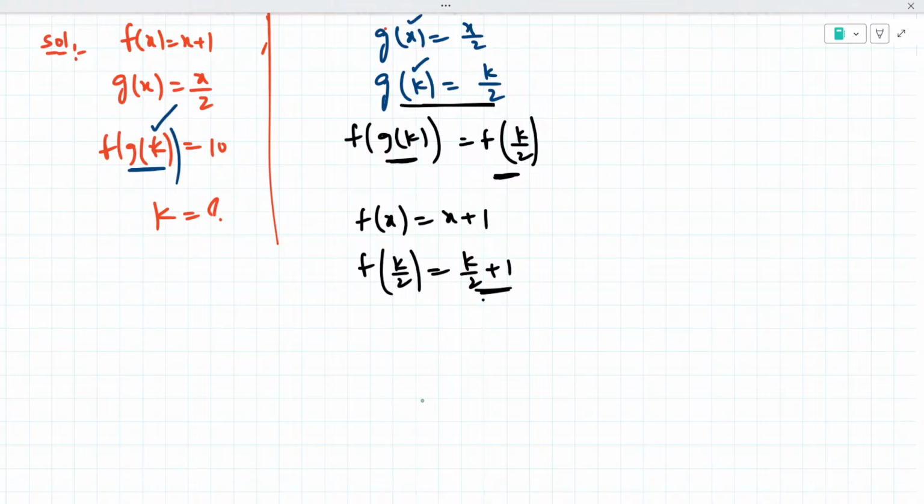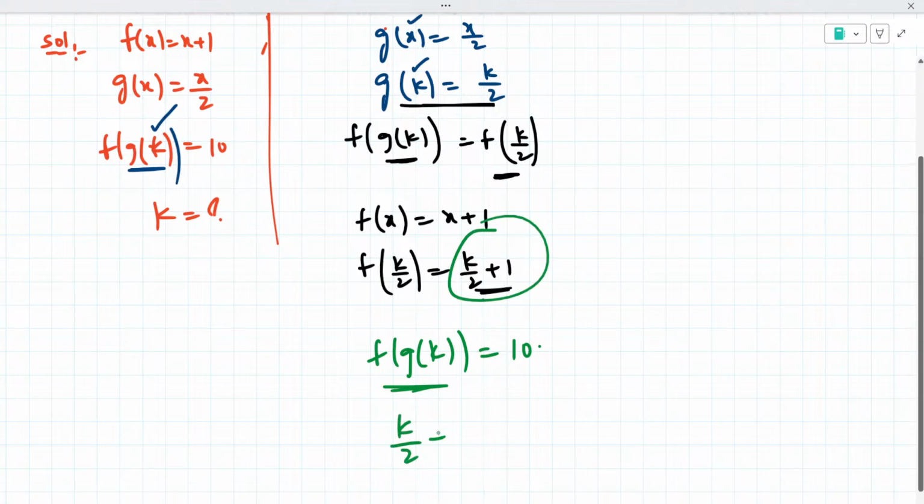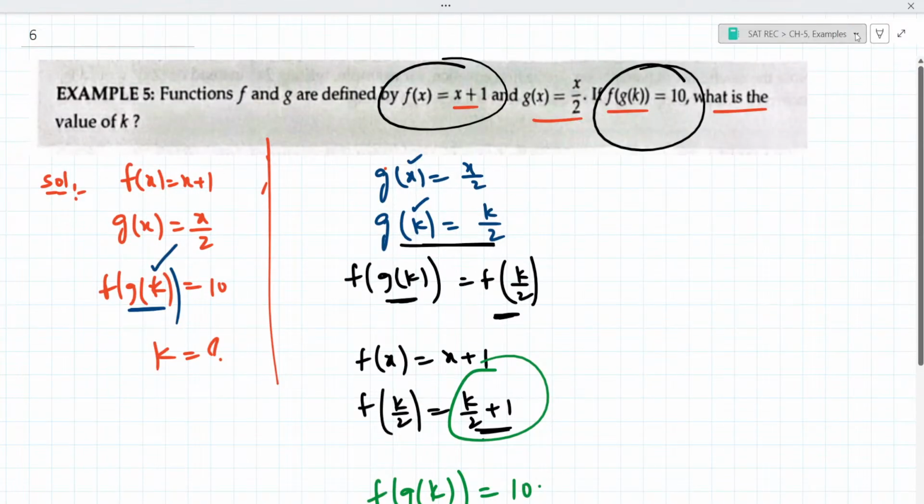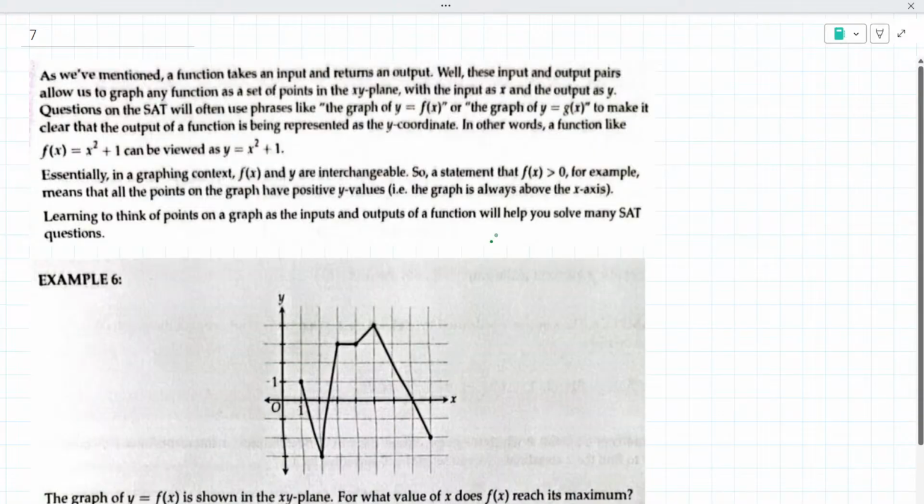So what I'll do is I'll write the given part. This is given in the question: f of g of k equals 10. And we got f of g of k equals k by 2 plus 1 on solving. This equals 10. That's how we can get the value of k. So directly on solving, you get k equals 18. We just do that calculation part, and done.